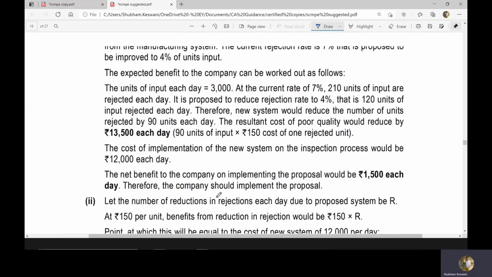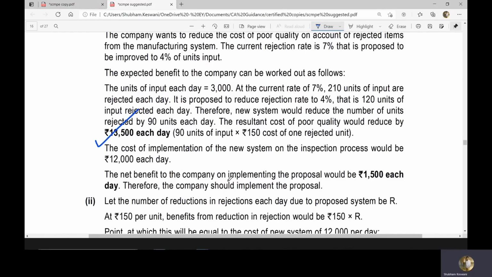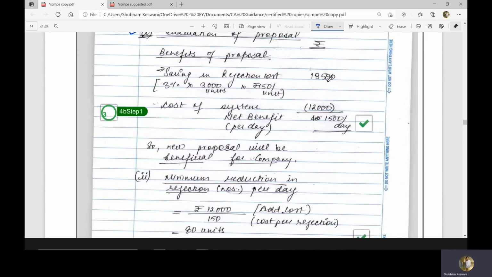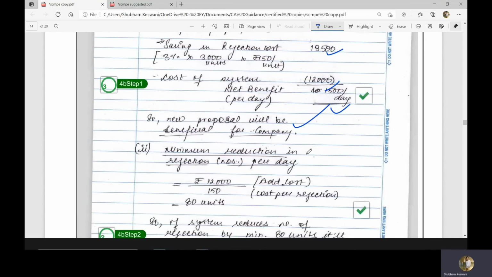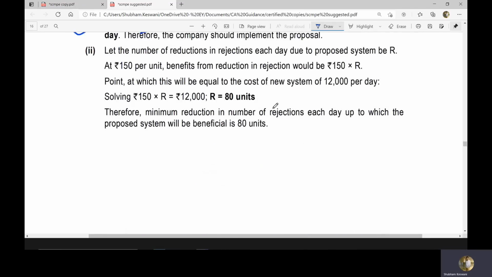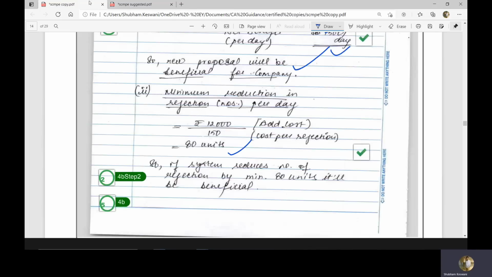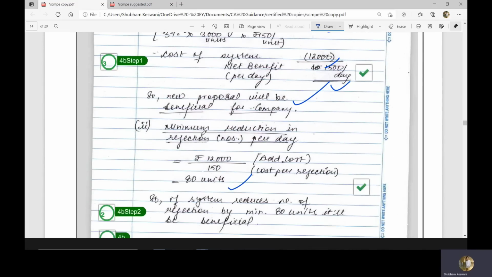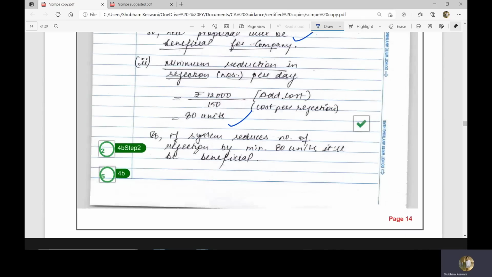Now I will show you: it would get reduced by 13,500 per day and the net benefit is 1,500 per day. Let's see how I calculated it. So, 13,500, 12,000, and again 1,500 per day. So the proposal is beneficial. Now the minimum reduction was something to be calculated: 80 units. And again, ICAI has calculated 80 units. So basically it was a practical question which involved just the use of numbers and concepts. Ultimately, if your answer is matching, you get the marks. So I was rewarded 5 out of 5 in this question.